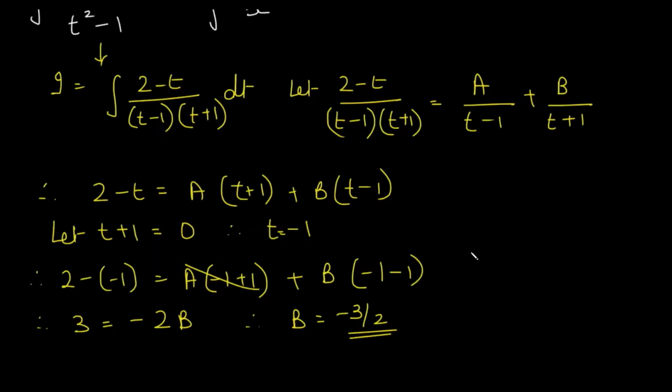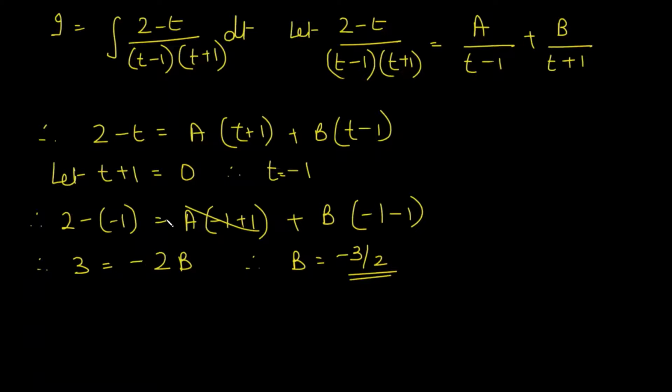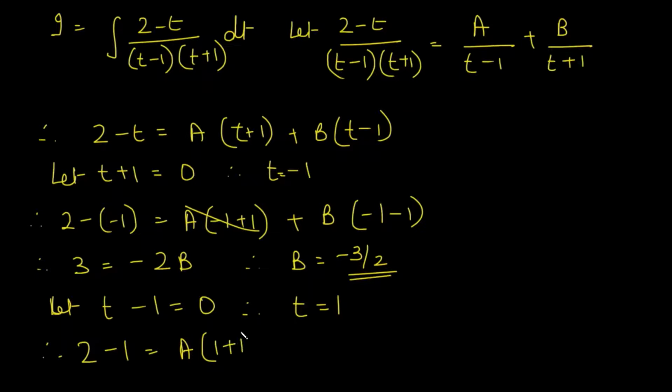Then, in the next step, we put t minus 1 as 0. So let t minus 1 is equal to 0 and therefore t is equal to 1. And therefore this particular equation becomes 2 minus 1 is equal to a into 1 plus 1 plus b into 1 minus 1. So the b term goes away. So we get a as 1 upon 2. Check it out. 2 minus 1 is 1 and here we get 2. So 2a is 1 or a is 1 upon 2.